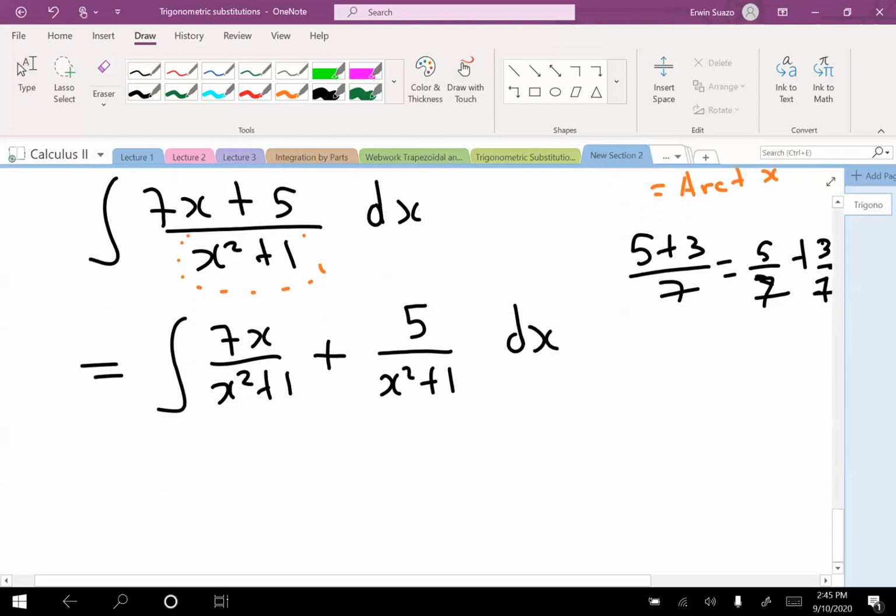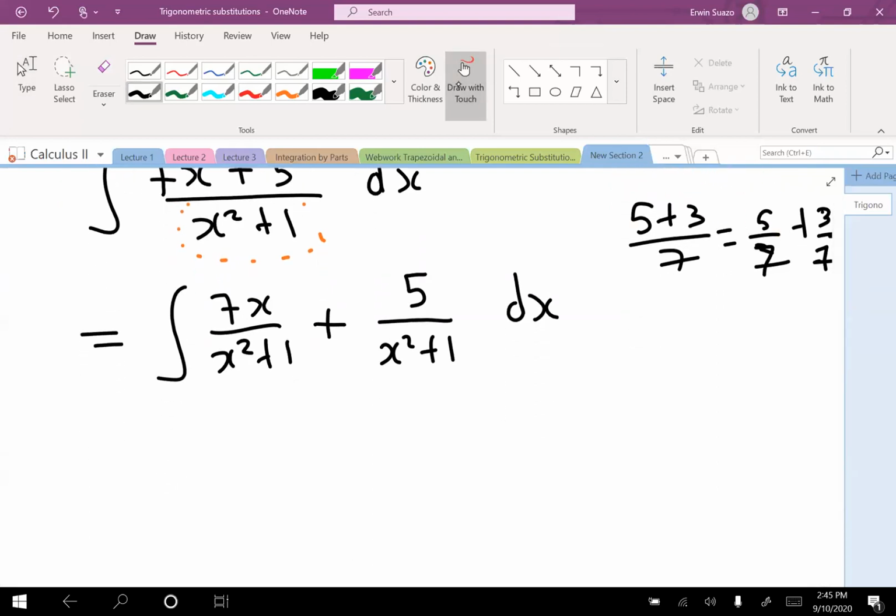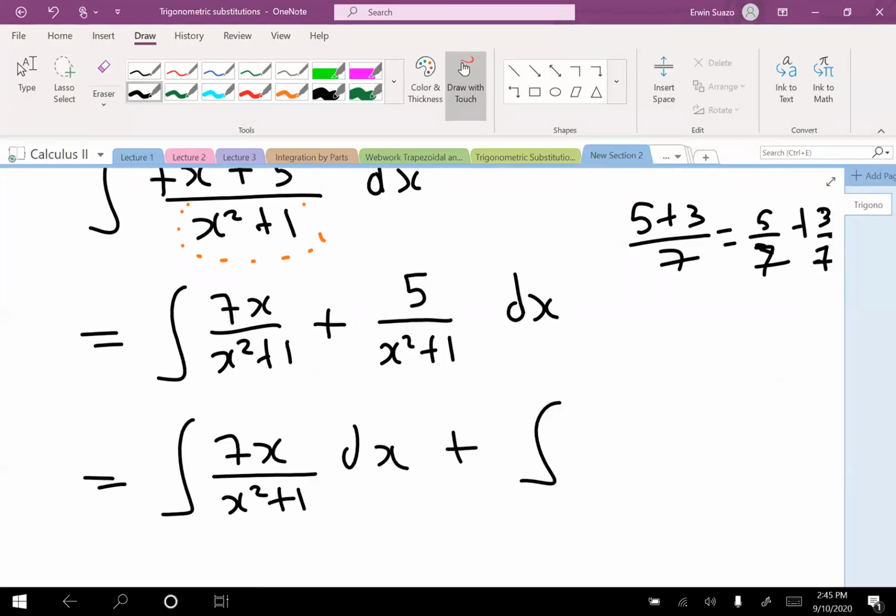Now, Descartes, or Descartes, I don't know how you call it, used to say, and that's what we do all the time in calculus, you take the big problem and split it in small pieces, and you start solving every piece at a time. So we're going to start solving the first one, the integral of 7x over x squared plus 1 dx plus the integral of 5 over x squared plus 1 dx.